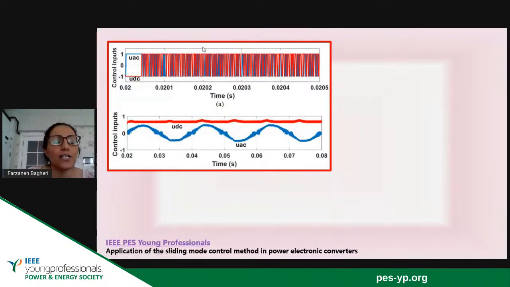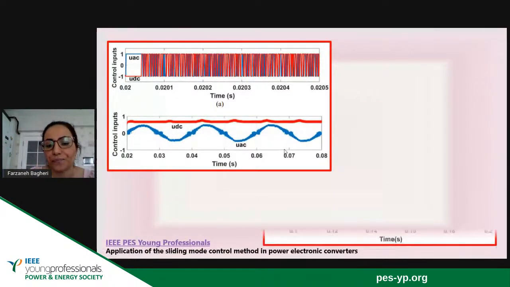If we use the conventional sign function, you can see the control inputs, because they are sign functions, are discontinuous pulses, and you can see the chattering. But if we use the super twisting sliding mode control, you can see on the AC side we have approximately a sinusoidal function, and on the DC side, we have a constant value. That's why we have a fixed switching frequency, and approximately we can say that we have removed the chattering.